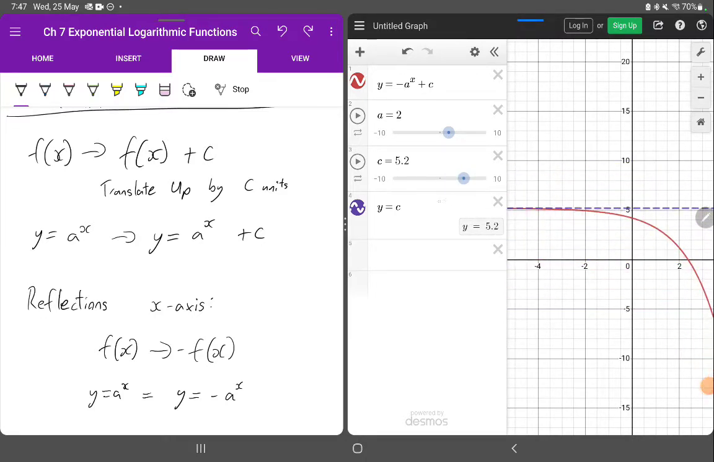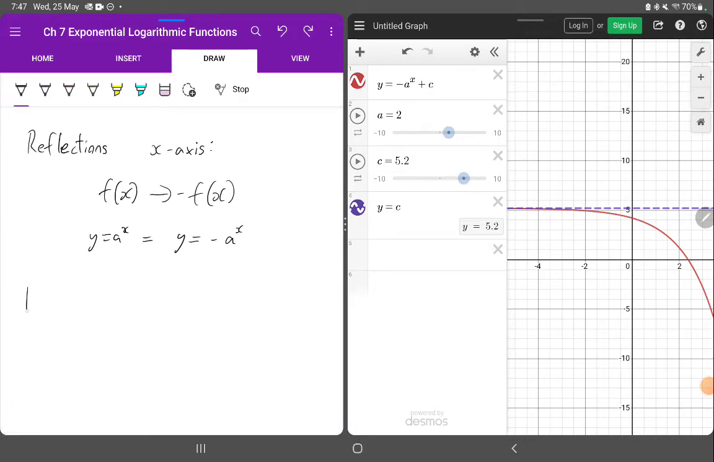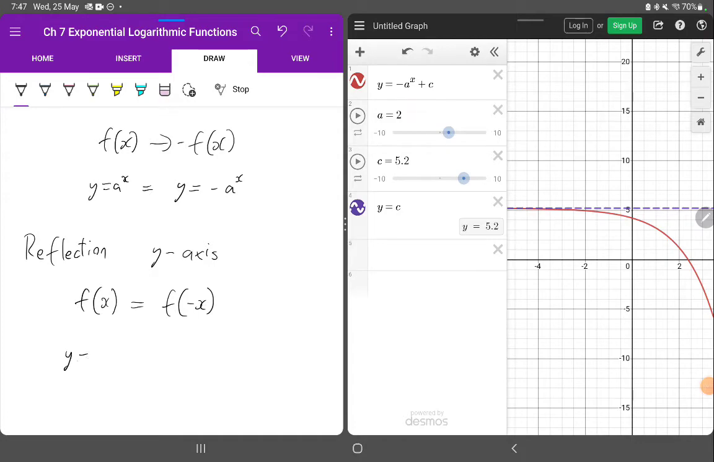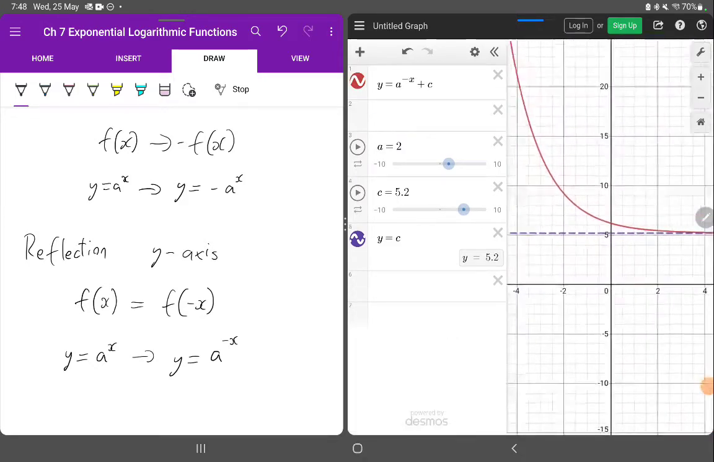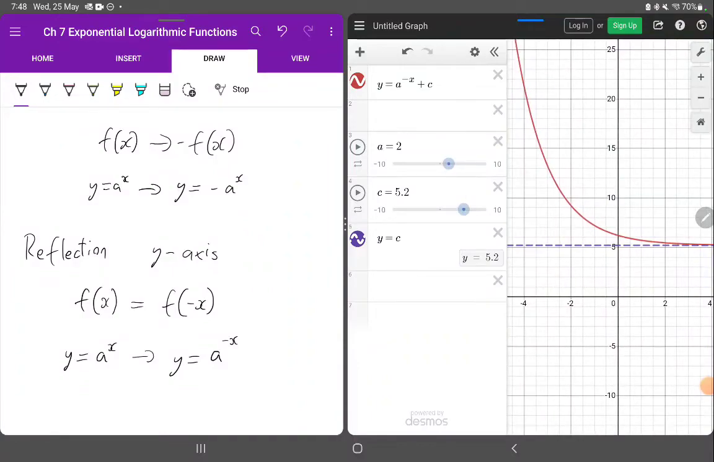Well, that's one type of reflection. What about a reflection in the y-axis? Well, for the y-axis, we get f of x is equal to f of negative x. So the negative doesn't affect the whole function, it just affects x. So we get a to the x, and it becomes y equals a to the negative x. Let me get rid of this negative and add a new one up here. And you can see now, instead of having the asymptote on the left and increasing on the right, it's just reflected that. But once again, C is just moving us up and down.